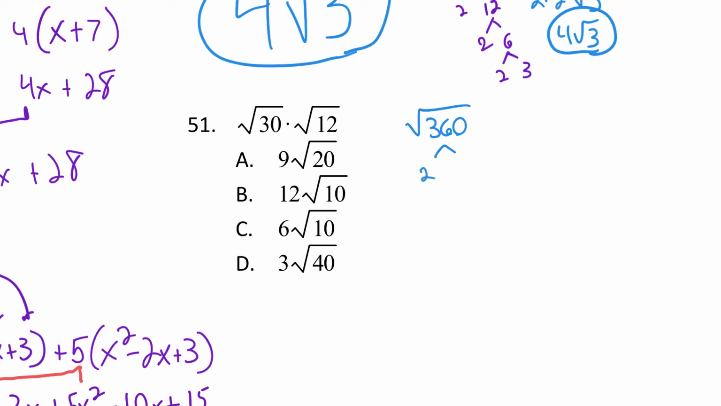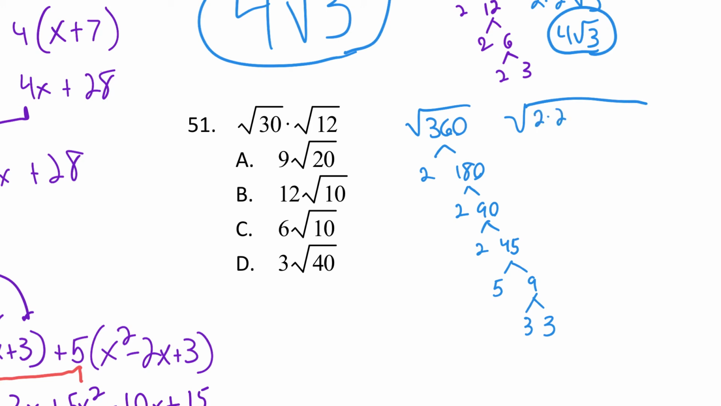So 360 divided by 2 is 180. And 180 divided by 2 is 90. 90 divided by 2 is 45. Okay, we can't use 2's anymore. Well, at least not very next. I'll use a 5. And that goes to 9. And 9 is 3 times 3. Okay, so to rewrite this, it will be 2 times 2 times 2 times 3 times 3 times 5.